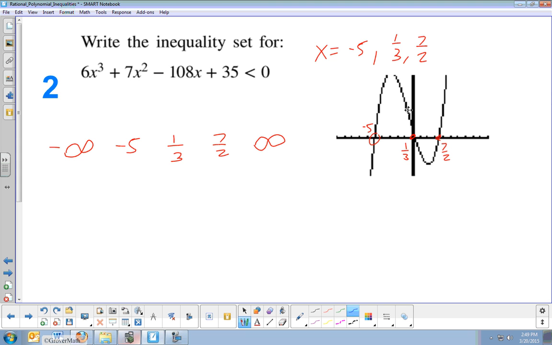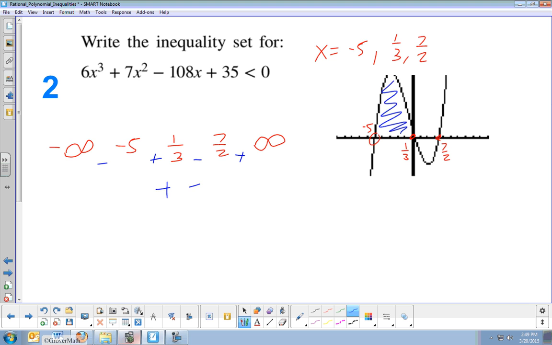And what do I see happening in the graph? Once again, between negative infinity and negative 5, that's over here, it's negative. Between negative 5 and 1/3 over here, it's positive. Between 1/3 and 7/2, it is below the axis again, so it's negative. And after that, once again, it's positive. It tends to follow this pattern of plus, minus, plus, minus. It does not always start negative. It could be positive first.